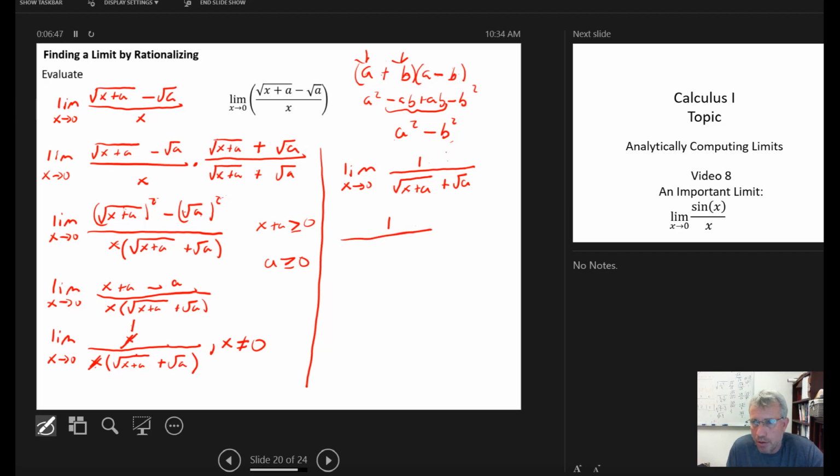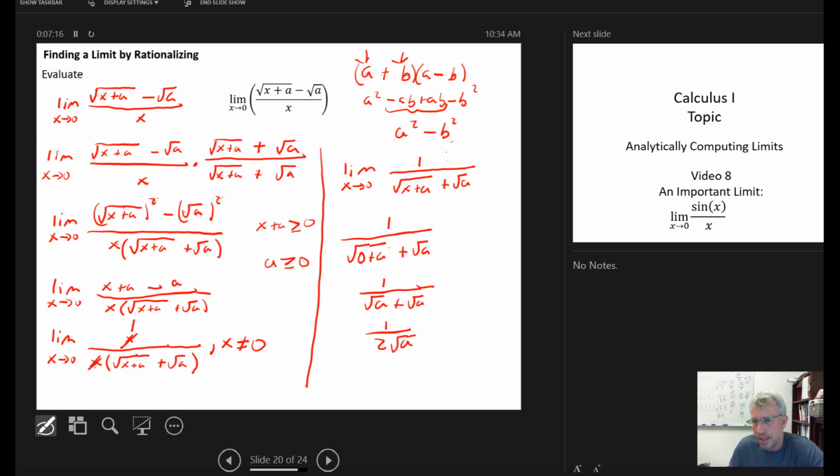I get 1 over the square root of 0 plus a plus the square root of a. And notice I drop the limit. As soon as I plug in my real number 0, I'm going to drop the limit notation. I get 1 over the square root of 0 plus a, which is the square root of a, plus the square root of a. And this simplifies to 1 over 2 times the square root of a.